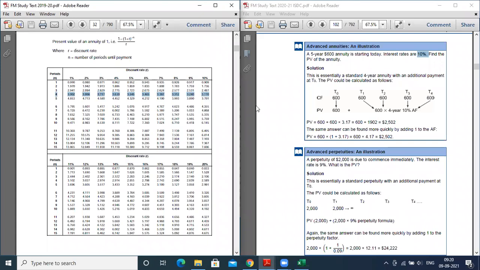So this 3.17 into 600, how much will you get? 1902, plus the first cash flow of 600. So the total 2502 is considered as present value. Can I assume that you understood now, James and others?